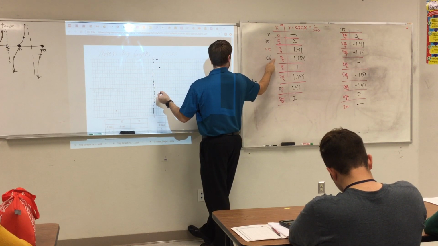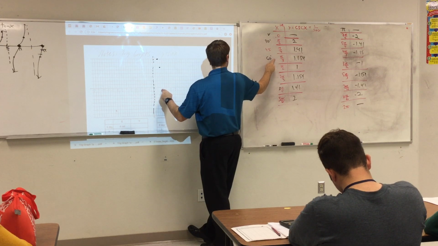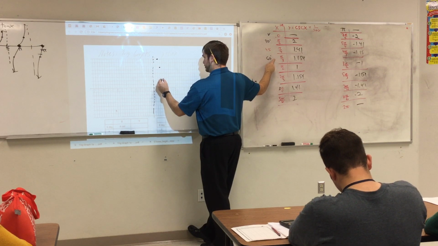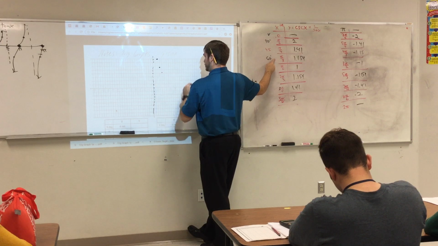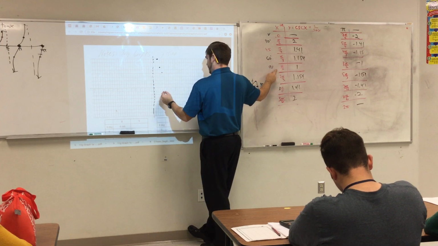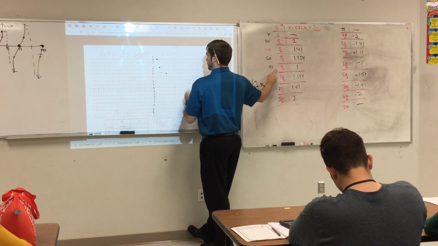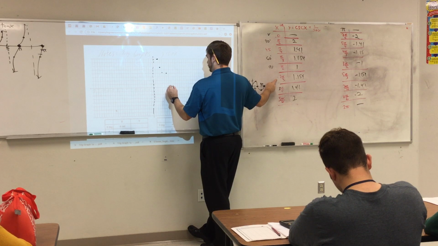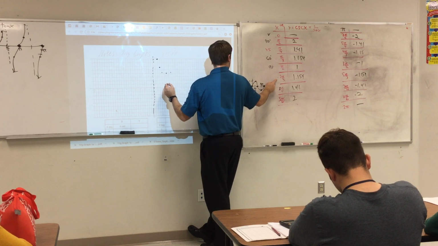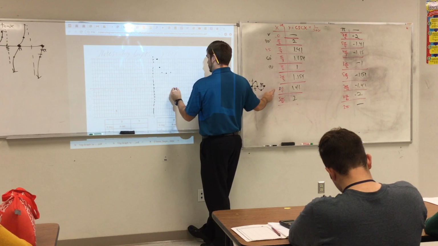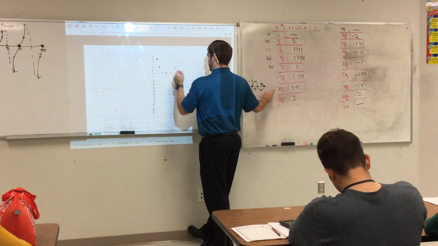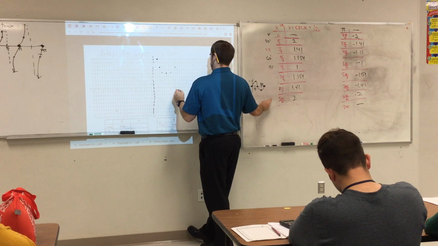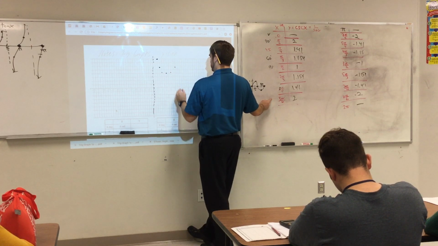Pi over 3, 1.1, and then at pi over 2, I'm at 1. This is strange. 2 pi over 3, I'm back up to the 1.1. 3 pi over 4, that's the one tick mark over that's not labeled. That's the 1.4. And then at pi, I'm back up to 2.